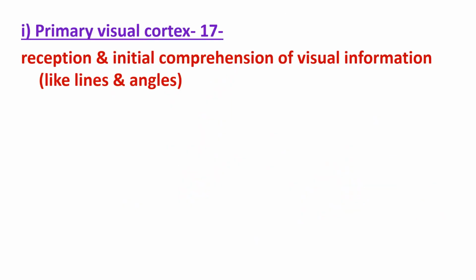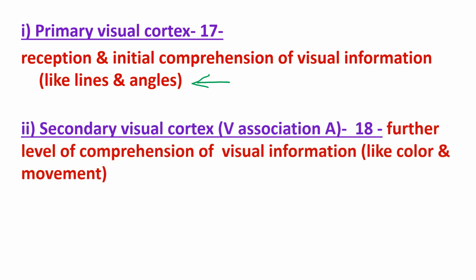So let us see the first 3 functions. Already we have done in the diagram. The first function is the function of primary visual cortex, area number 17. This is for reception and initial comprehension of visual information like simple lines and angles. From here information goes to secondary visual cortex, which is also called visual association area, area number 18. This is for further level of comprehension of visual information like color details, like movement details.